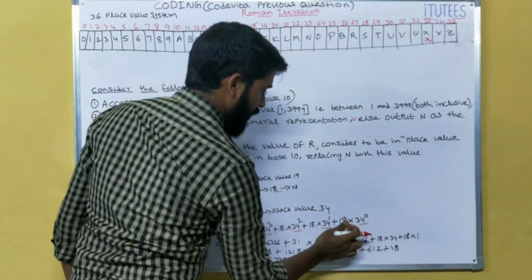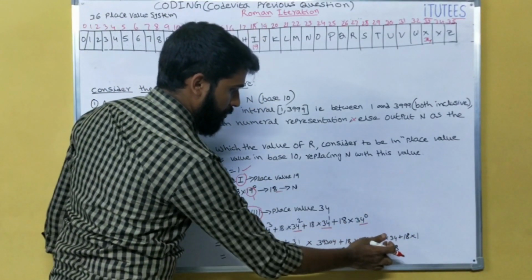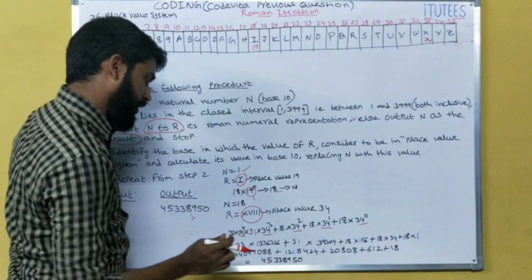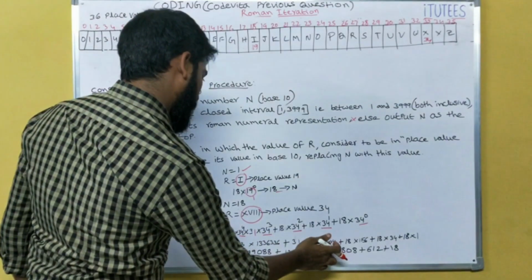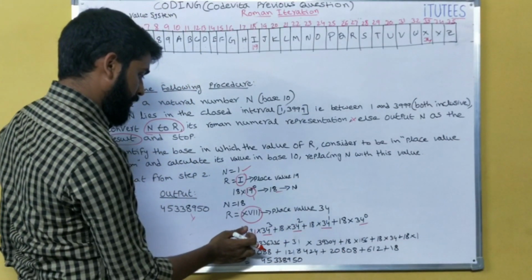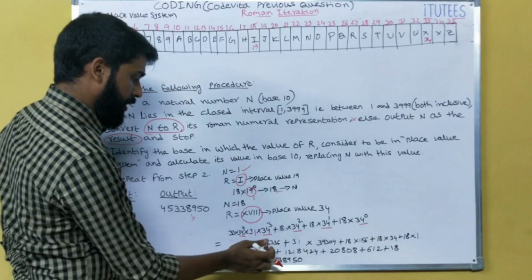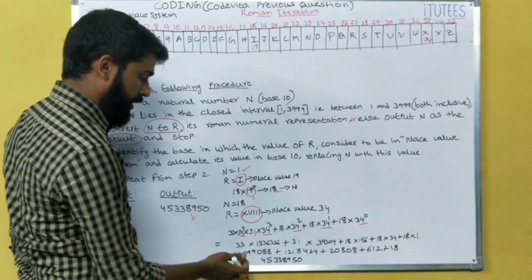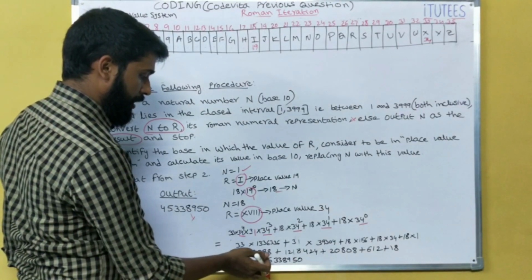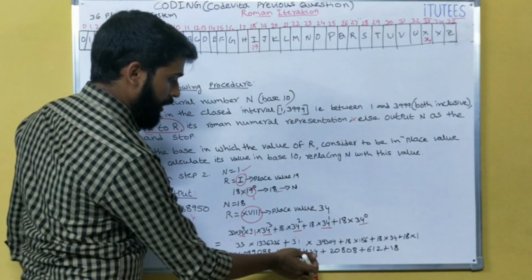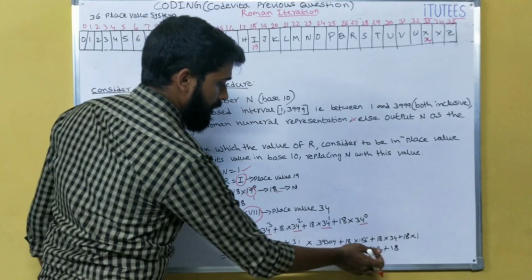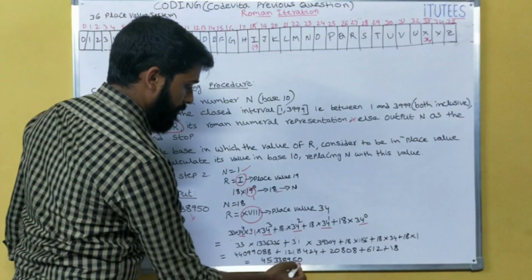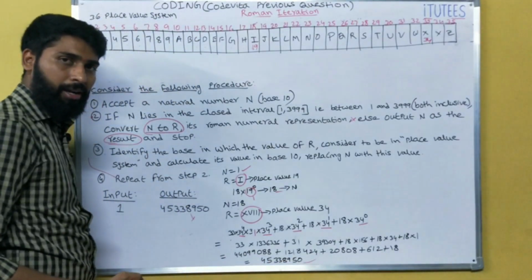34 power 0 means 1, 18 into 1. 34 power 1 means 34. 34 power 2 means 1156. 34 power 3 means it is 39304. 34 power 4 means 1336336. Now you can calculate all these numbers. We get these numbers: 44099088, 1218424, 20808612 plus 18. When you add all these numbers, we get 45338950.